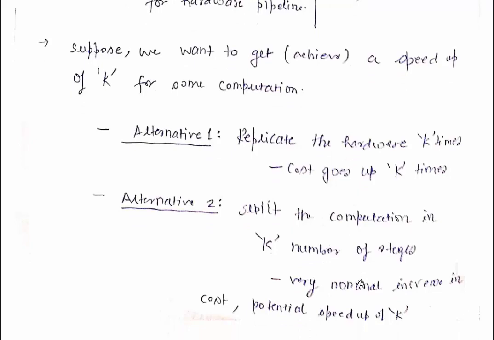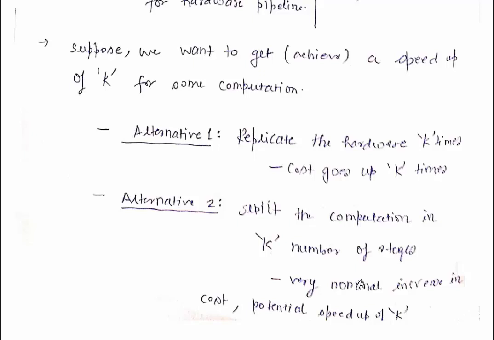First alternative would be we just replicate the hardware k times. Okay, let's say we want to add 4 bits of data, so we can apply 4 half adders for that. But in that case cost goes up k times, because you are replicating the hardware k times, your cost would be multiplied by k.